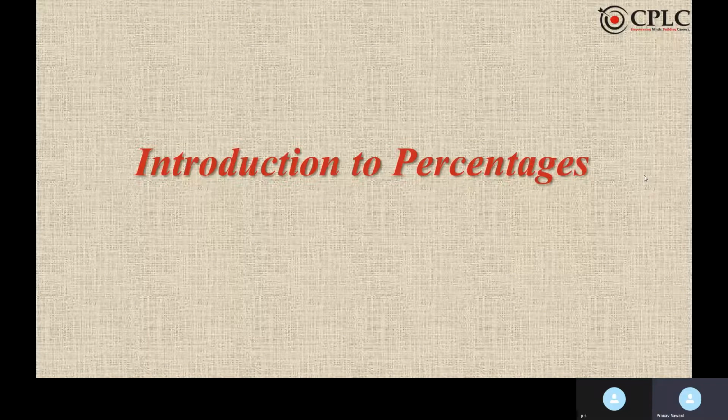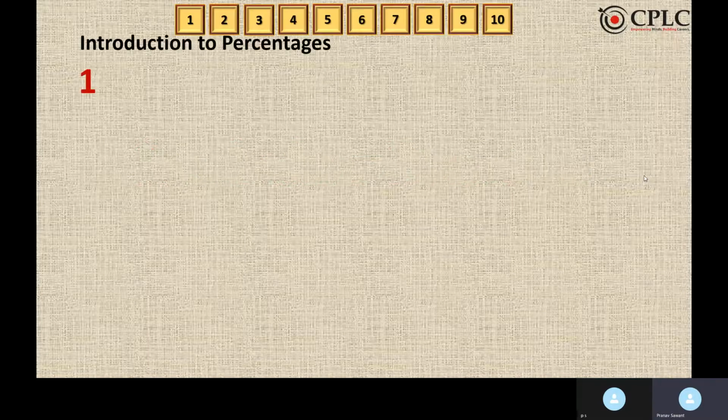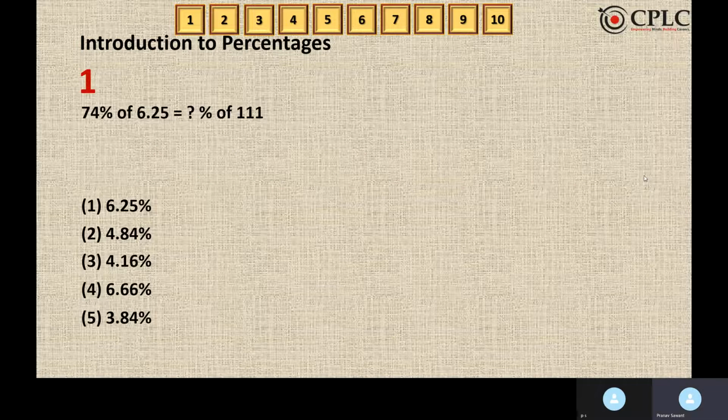Introduction to percentages. So let's move to the first question. 74% of 6.25 is equal to what percent of 111?